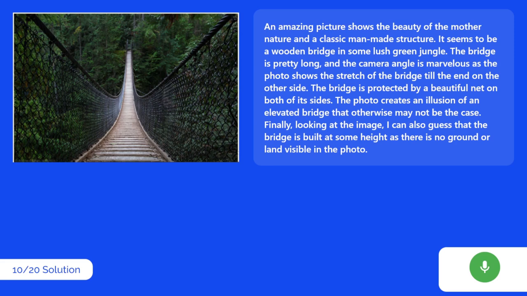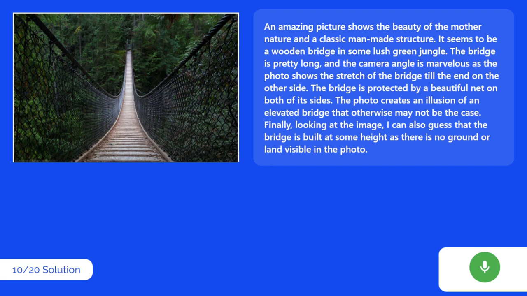An amazing picture shows the beauty of Mother Nature and a classic man-made structure. It seems to be a wooden bridge in some lush green jungle. The bridge is pretty long, and the camera angle is marvelous as the photo shows the stretch of the bridge till the end on the other side.